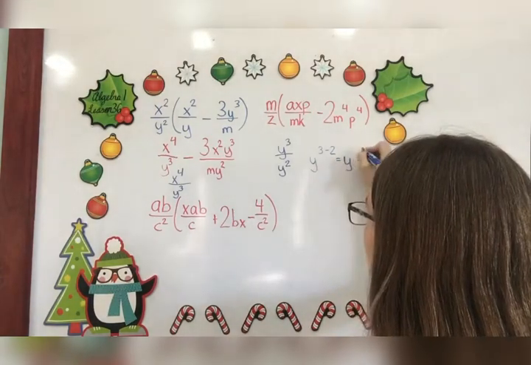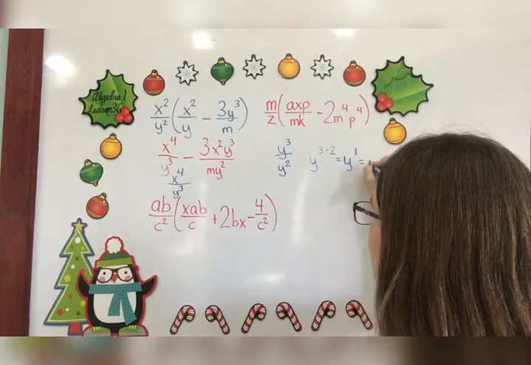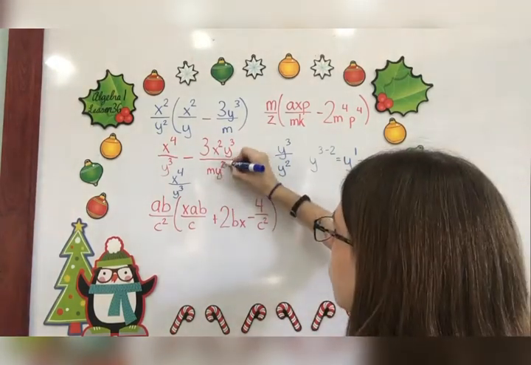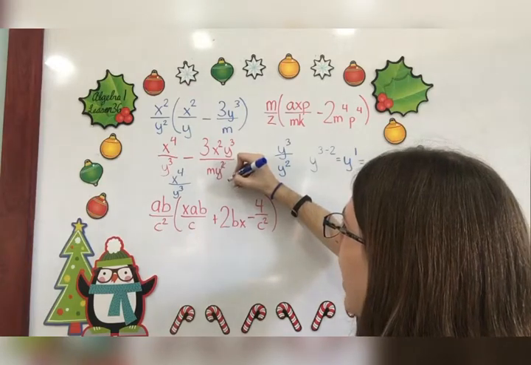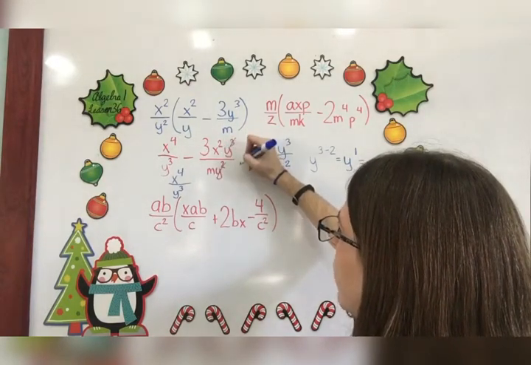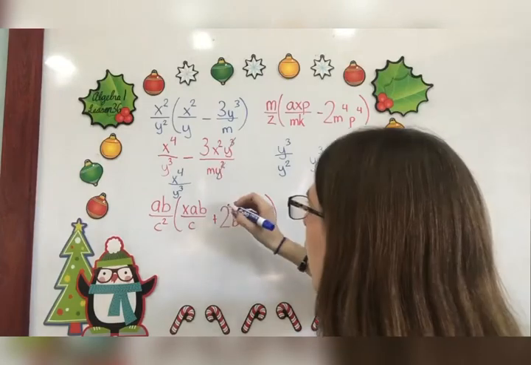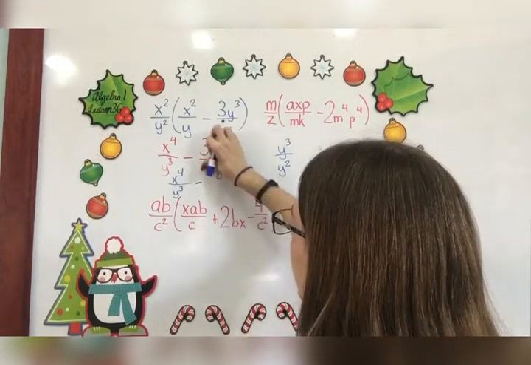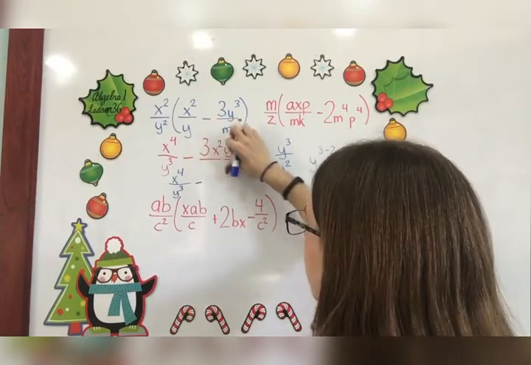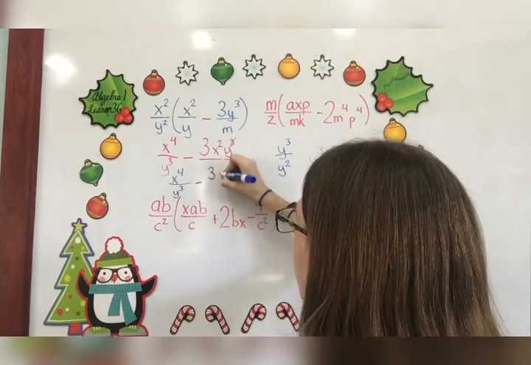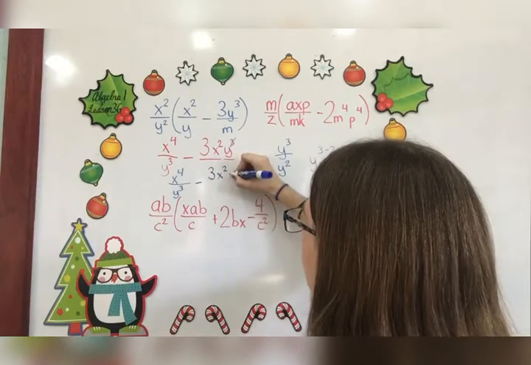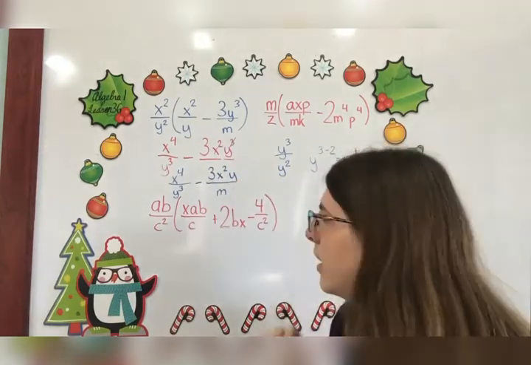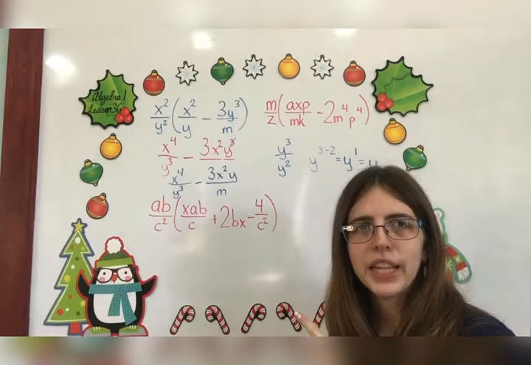That would be y to the 1st power, which is the same as y. So this cancels out. I cancel out these two y's, and I'm left with just y. So my new term becomes, I'm going to erase this so you can see it a little better and it will be less cluttered, 3x squared y over m. I canceled out the other y completely.